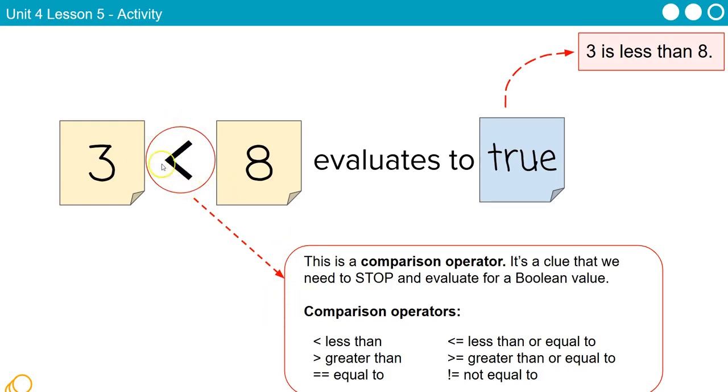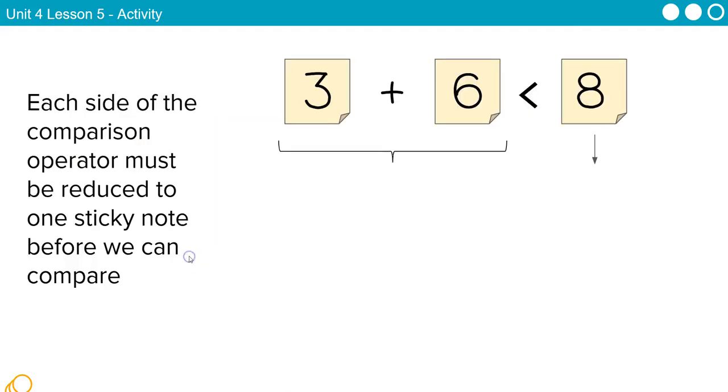To do this, we have these comparison operators. This should remind you of your math class. We have less than or equal to, greater than or equal to. We have equal to. In coding, if we want to see if one side is equal to the other side, we use 2 equal signs, not 1. That's really important. And then our 6th comparison operator is not equal to. If we use the exclamation and the equal sign, that is stating is 3 not equal to 8. Again, we call these comparison operators.